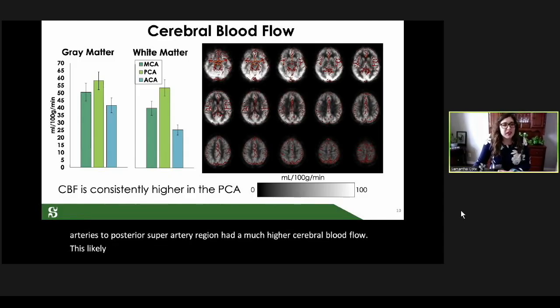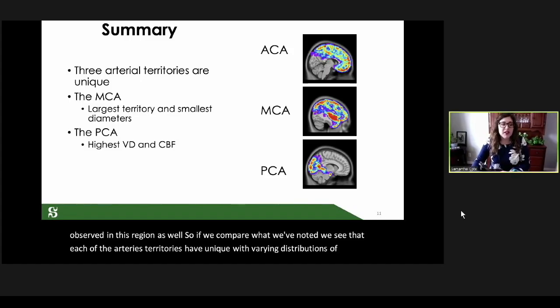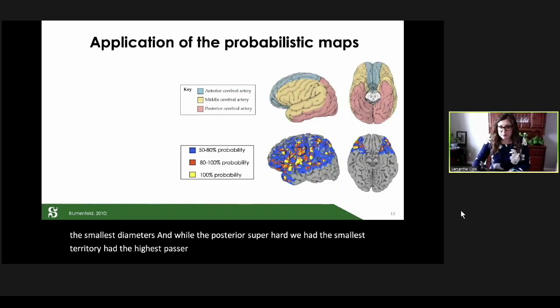We believe this is likely related to the increased vascular density observed in this region as well. So if we compare what we've noted, we see that each of the arteries' territories are unique with varying distributions of vascular profiles within them. We noted that while the MCA had the largest territory, it had the smallest diameters, and while the posterior cerebral artery had the smallest territory, it had the highest vascular density and cerebral blood flow.